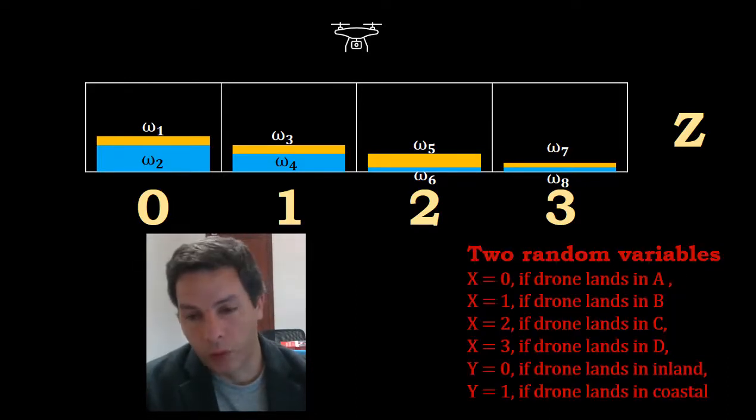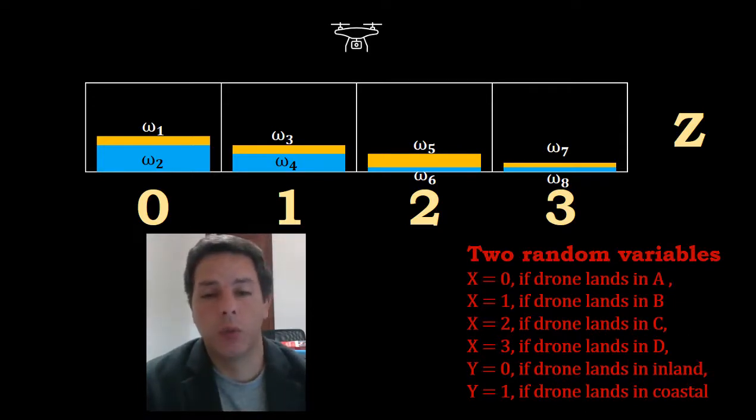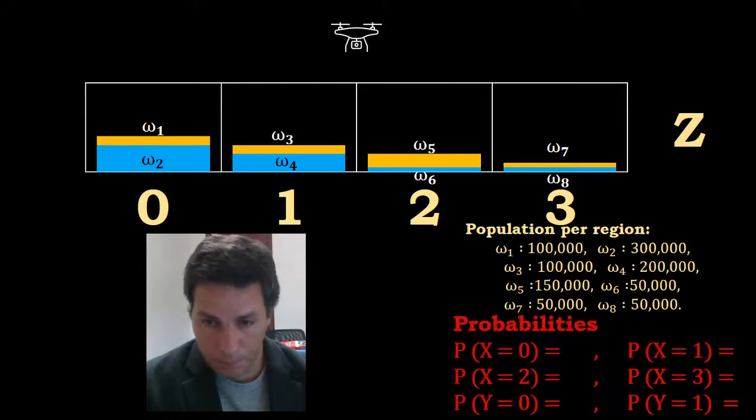So the random variable x is what we've done before. We assign 0 if the drone lands in A, 1 if in B, 2 if in C, 3 in D. And random variable y is 0 if the drone lands inland, and 1 if it lands in a coastal region. The questions here are first the non-conditional probabilities, the probabilities we've been going through so far. What's the probability of x equals 0, x equals 1, x equals 2, and x equals 3? That's regarding region. And then what's the probability of y equals 0, the probability of the drone landing inland, and the probability of y equals 1, the probability of the drone landing in a coastal area?